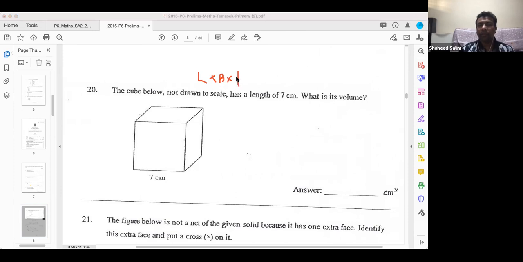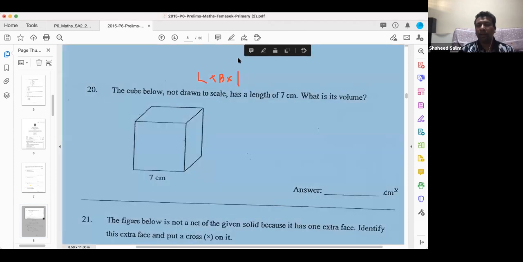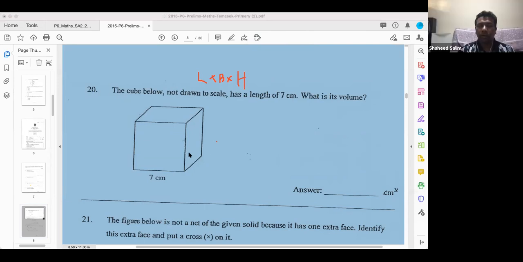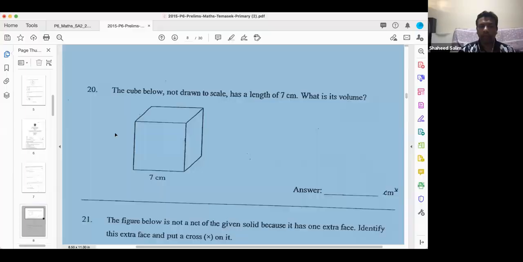This is a cube. All sides are the same. So down here now, the length is 7, the breadth is also 7, the height is also 7. 7 times 7, 49. 49 times 7 is 343. Okay, is that okay now? This is a cube. We move on now to the next one.